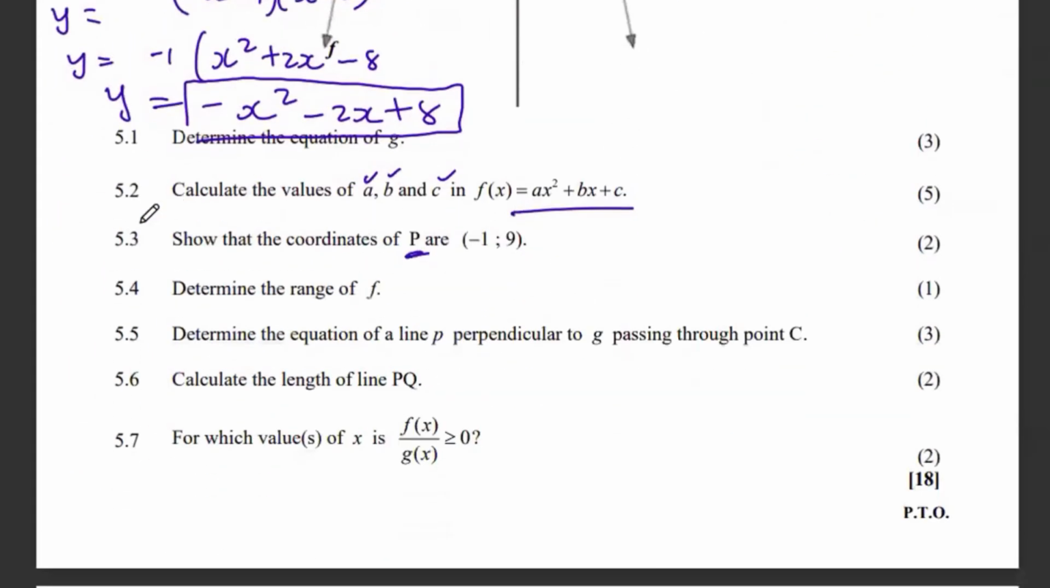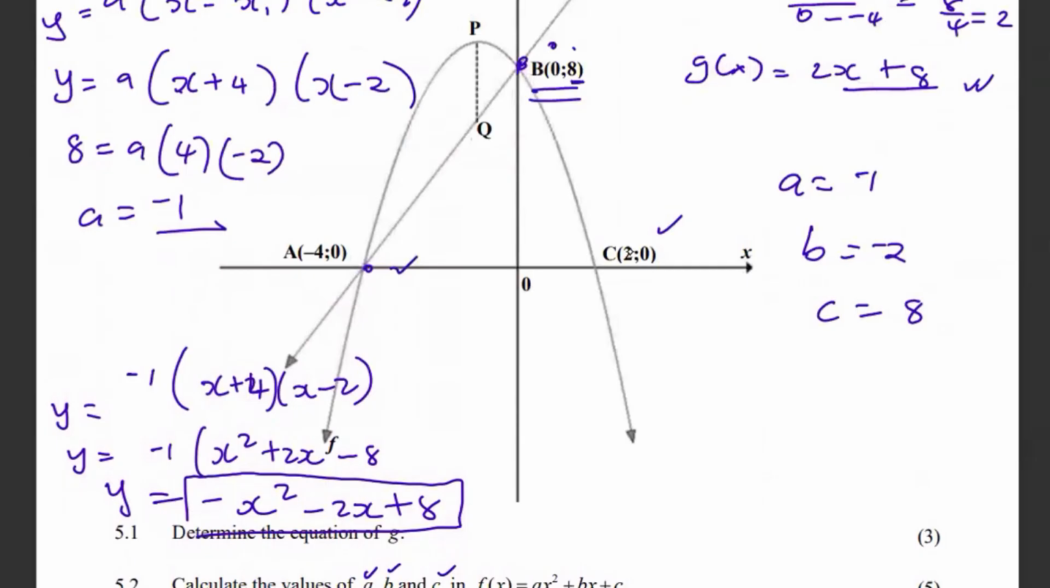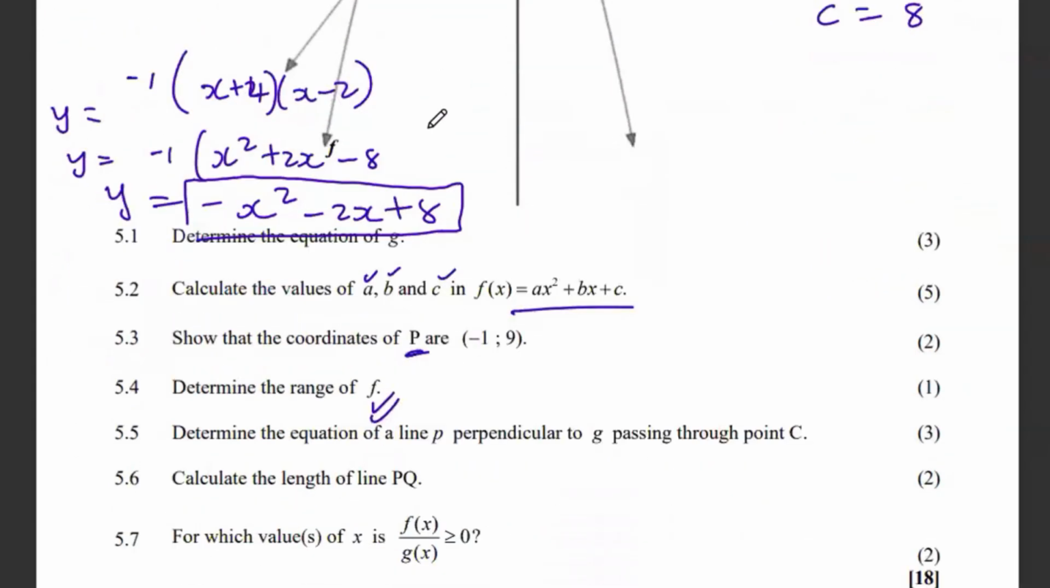Then they want us to give the range. Remember, range represents the y values. Range of f, which is the parabola. So if P is negative 1 and 9, meaning that this graph is valid for all y values from 9 down to the bottom. So we're going to say simply that y should be less or equal to 9. If we have time, we could just say that negative infinity is less or equal to y, less or equal to 9, no problem.